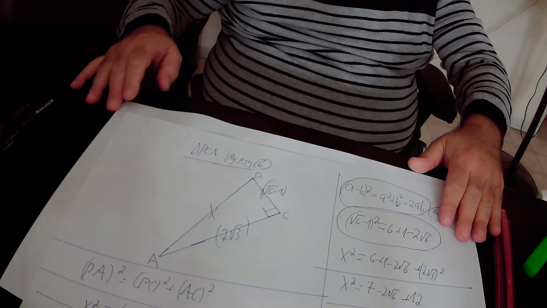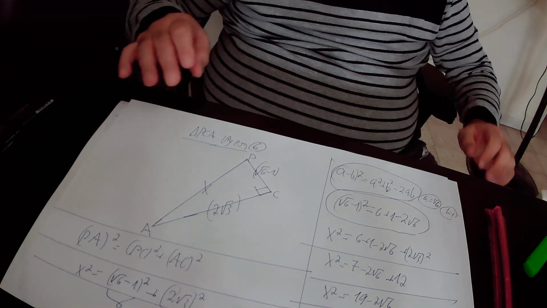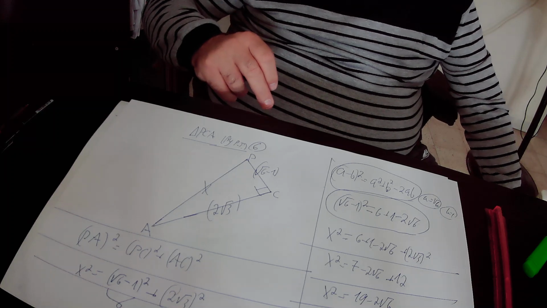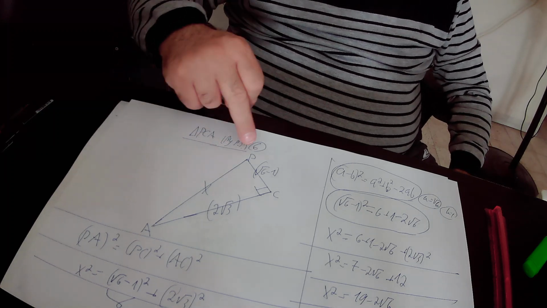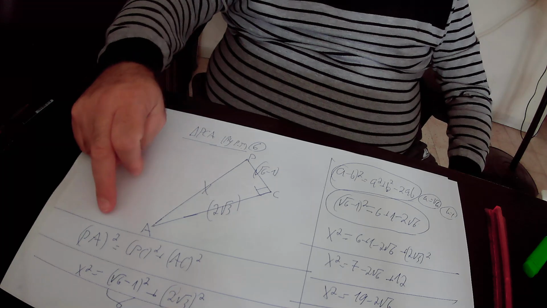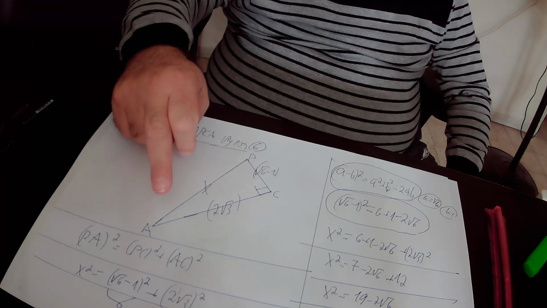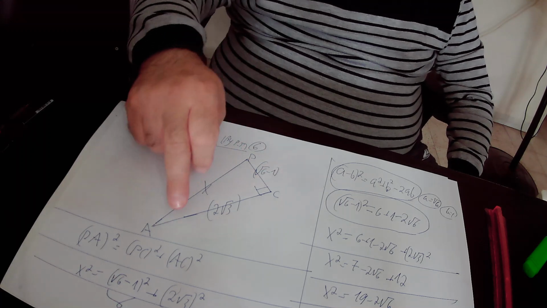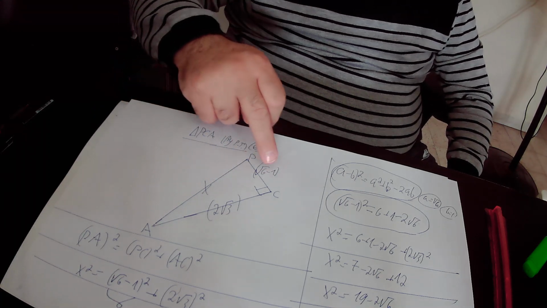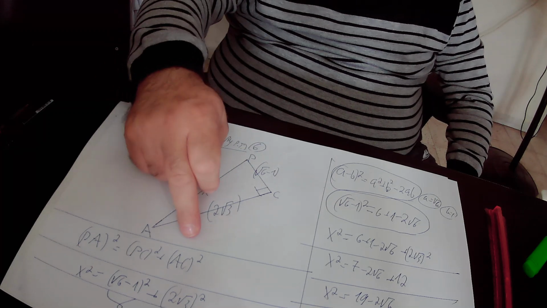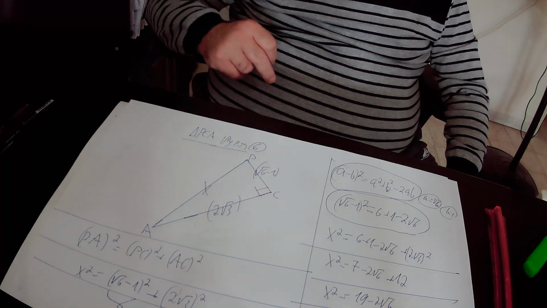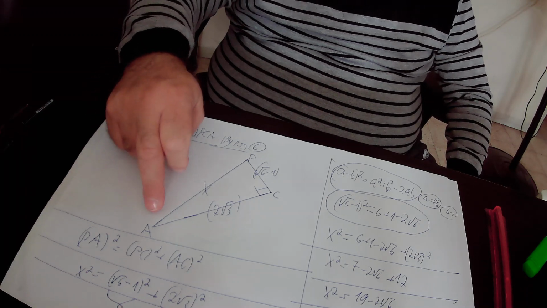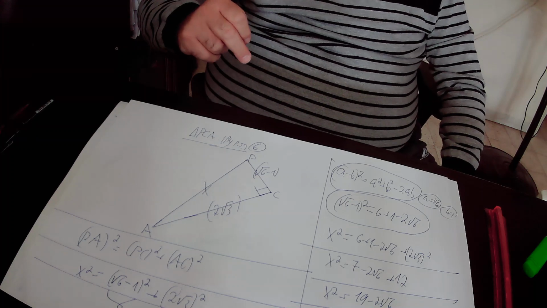According to the Pythagoras theorem, in any right triangle, and especially in triangle PCA, the square of the hypotenuse equals the sum of the squares of the perpendiculars. The hypotenuse in this right triangle is PA, therefore the square of the hypotenuse is PA squared, and it must be equal to the sum of the squares of the perpendiculars. That is to say, it must be equal to PC squared plus AC squared. Okay, so according to the Pythagoras theorem, in the right triangle PCA, PA squared equals PC squared plus AC squared.